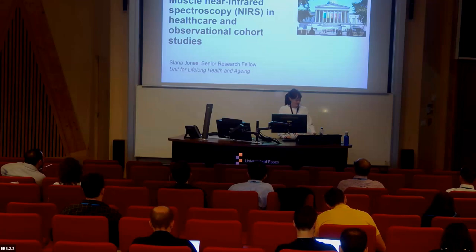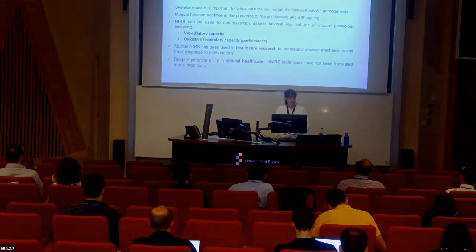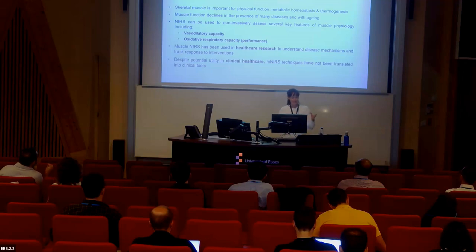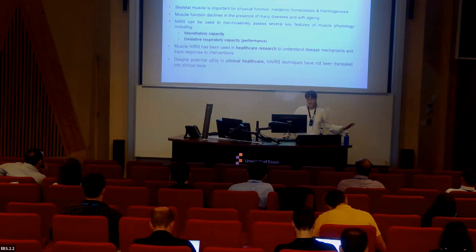Okay, so I have a really broad title here, Muscle mNIRS in Healthcare and Observational Cohort Studies. And just to give some background, probably a lot of you will know these things, but just to set the scene, skeletal muscle is important for physical function, for metabolic homeostasis, and for thermogenesis. And muscle function declines in the presence of many diseases and also just through the healthy aging process.